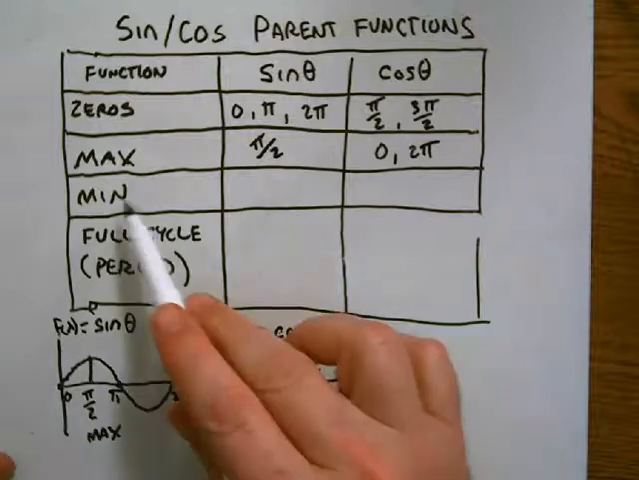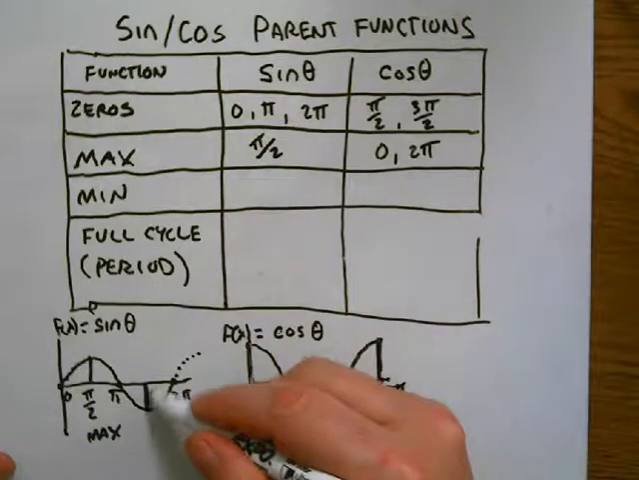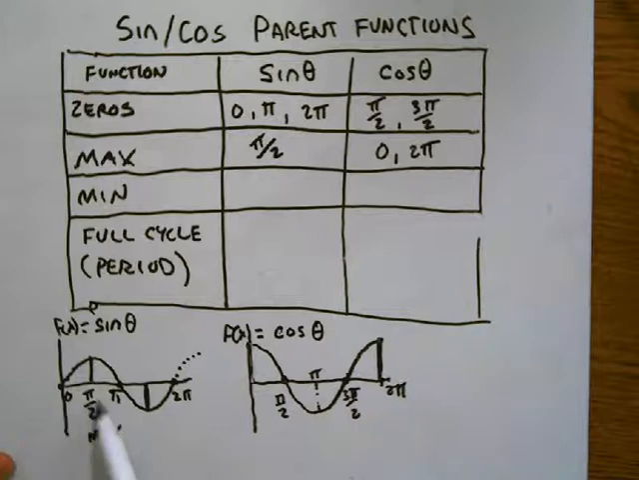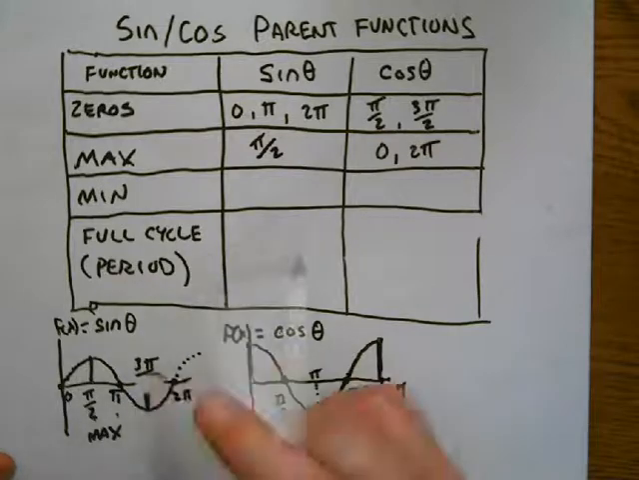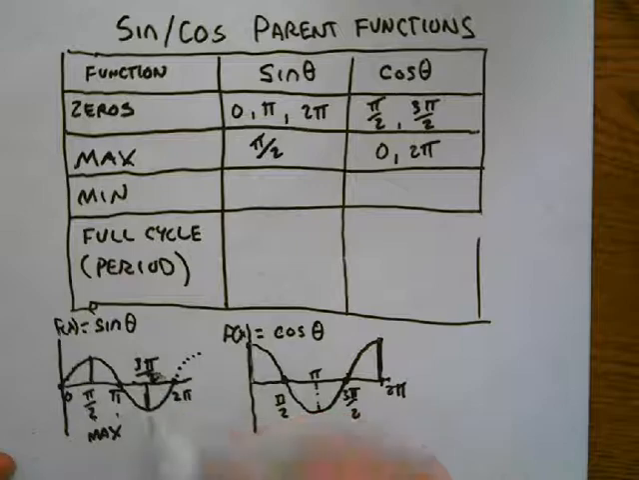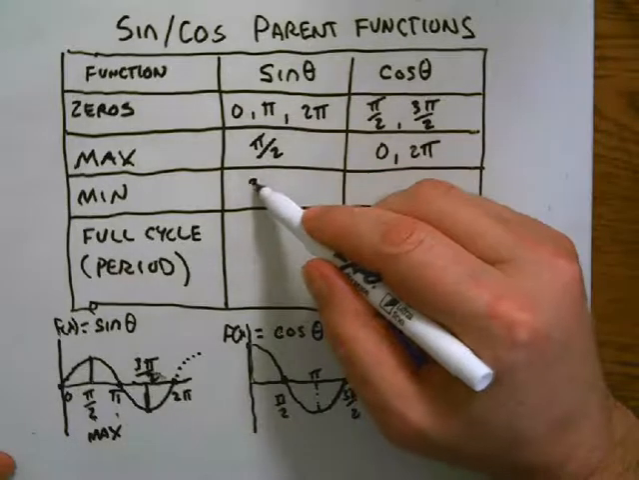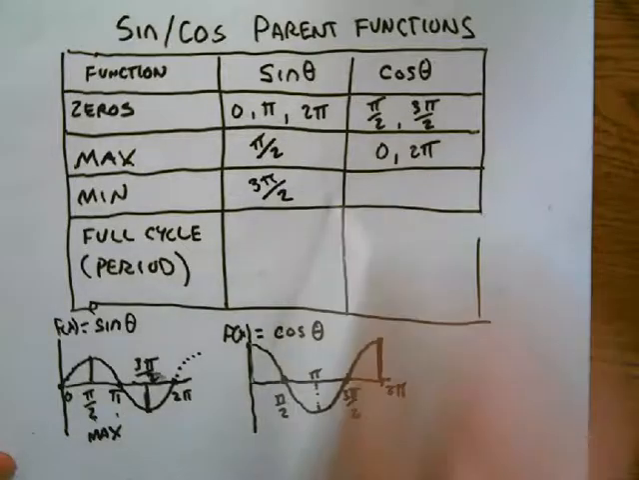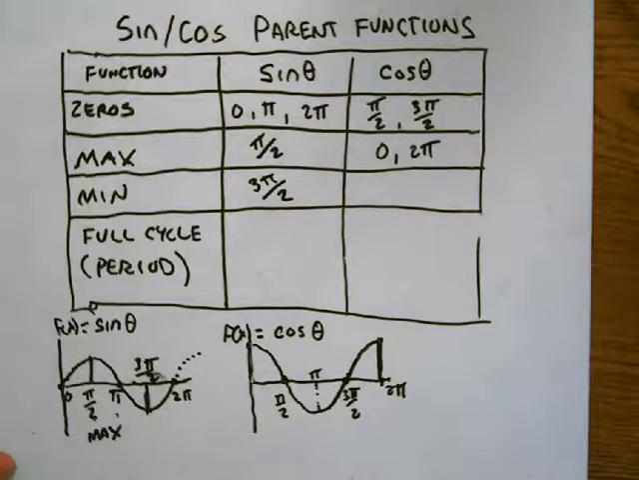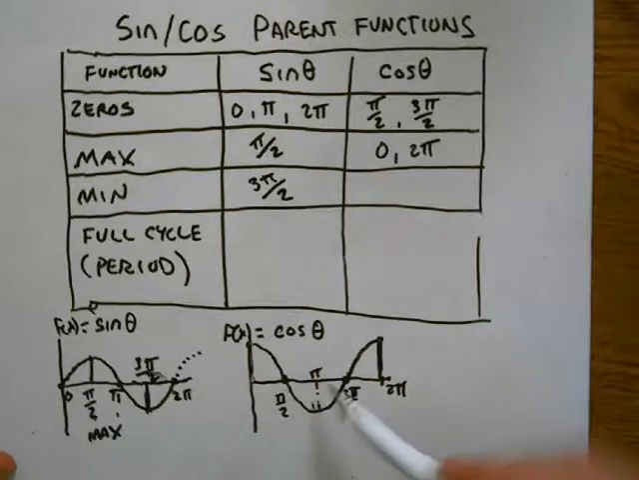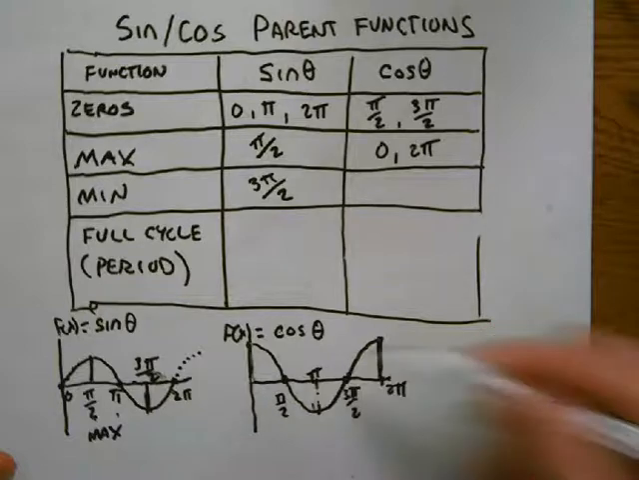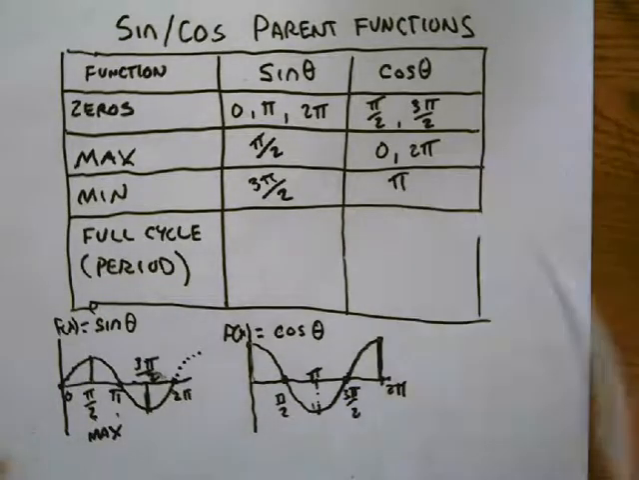Okay, let's take a look at the minimums. The minimums would be the lowest part of the graph. Here, this was 2 pi. This is pi over 2. This is 2 pi over 2. So this is 3 pi over 2. And we've got to get used to doing that. So the dip, the lowest part, would be at 3 pi over 2 for the sine function, and we only had one on that. We also only have one on the cosine function, but that occurs right in the middle, right at pi. All right, so there we go.